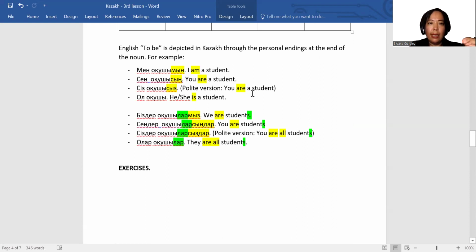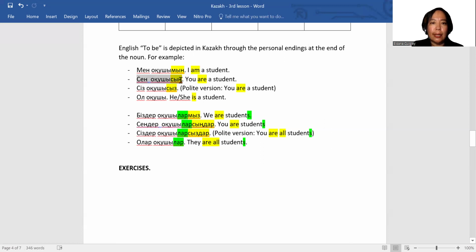So in this case, I'm going to take the sentence, I am a student. In English, we have the verb to be. In French, we have the verb être. When we say, I am a student, je suis étudiant, we use that verb to be. In this case, we depict the verb to be by adding the personal ending at the end of the noun. I or me is men. The word for student is оқушы. And to make it a full sentence, we add the ending to the noun. Мен оқушымын. I am a student.